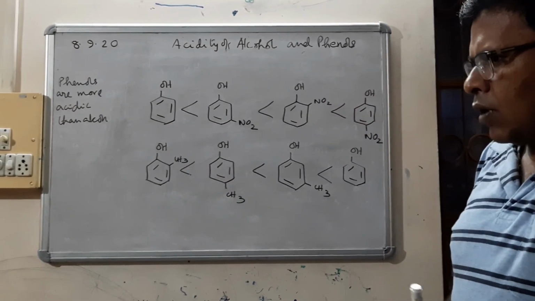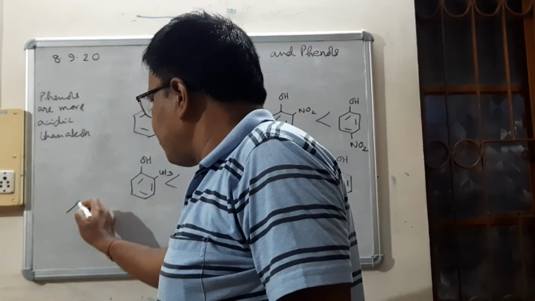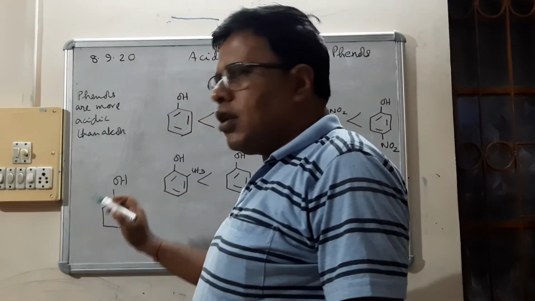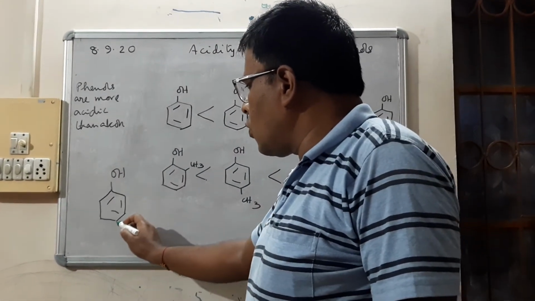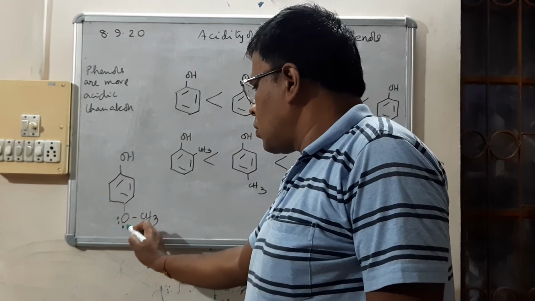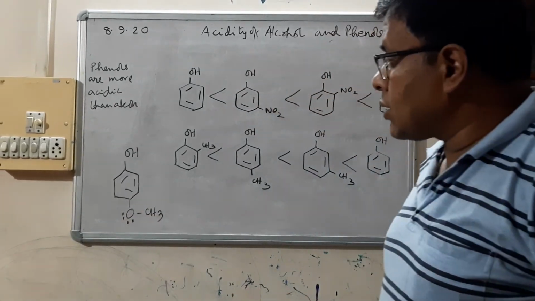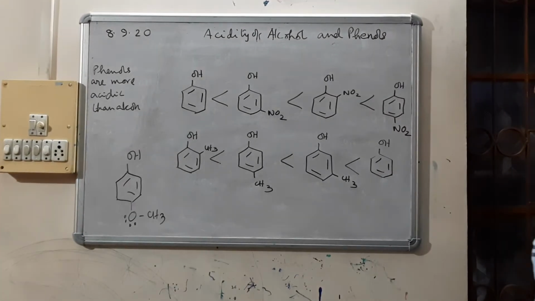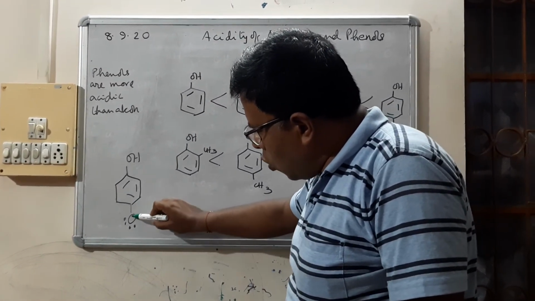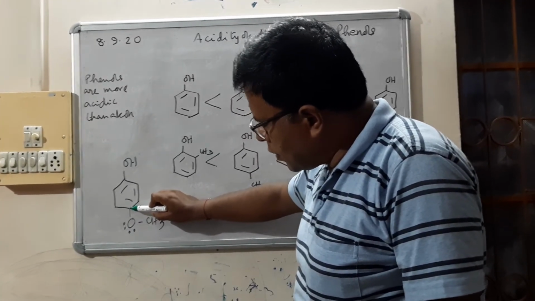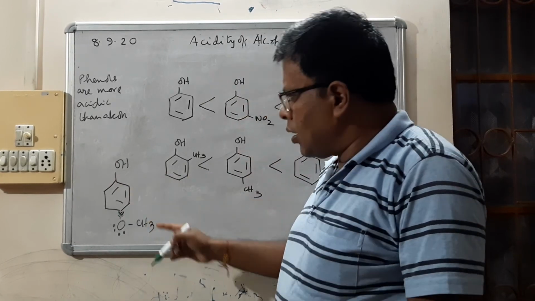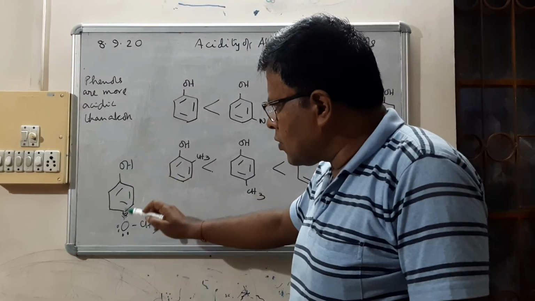Now in the end I would like to ask you this question. Suppose in a phenol we have a substituent, say OCH3. Will the presence of a methoxy group increase the acidity or decrease the acidity? Why am I asking this question? Because you should know that O is more electronegative than carbon. So there is a minus I effect, and minus I effect will increase the acidity.